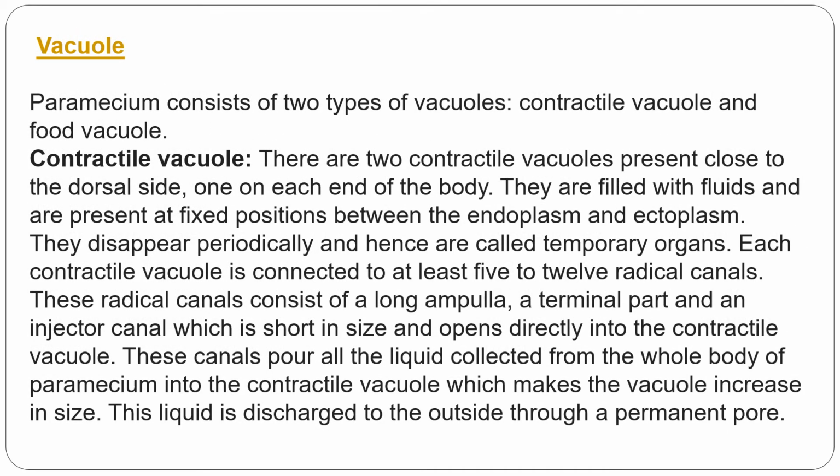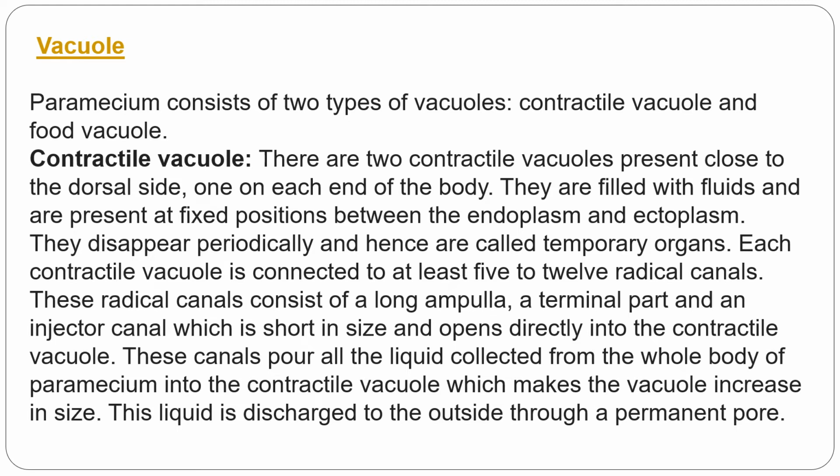Vacuole. Paramecium consists of two types of vacuoles, contractile vacuole and food vacuole. Contractile vacuole. There are two contractile vacuoles present close to the dorsal side, one on each end of the body. They are filled with fluids and are present at fixed positions between the endoplasm and ectoplasm.